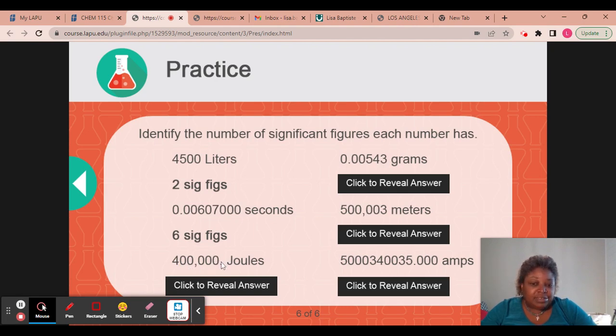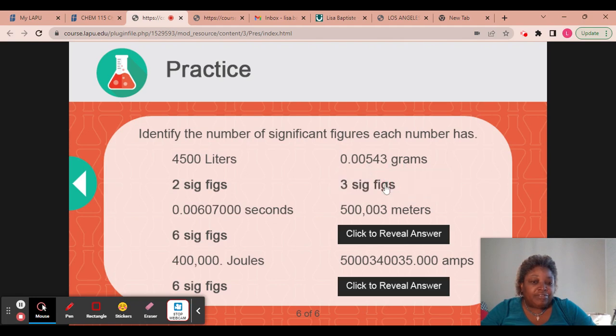400,000. Because that decimal is there, it makes all of these zeros significant. Note that in chemistry, you can put a decimal here, but you don't have to put a 0 after that. That decimal simply tells us that all of those zeros are significant. So we have 6 significant figures there. 0.00543, we have the 5, the 4, and the 3, so only 3 significant figures. 500,003, because all these zeros are in between 5 and 3, it makes them significant, so 6.